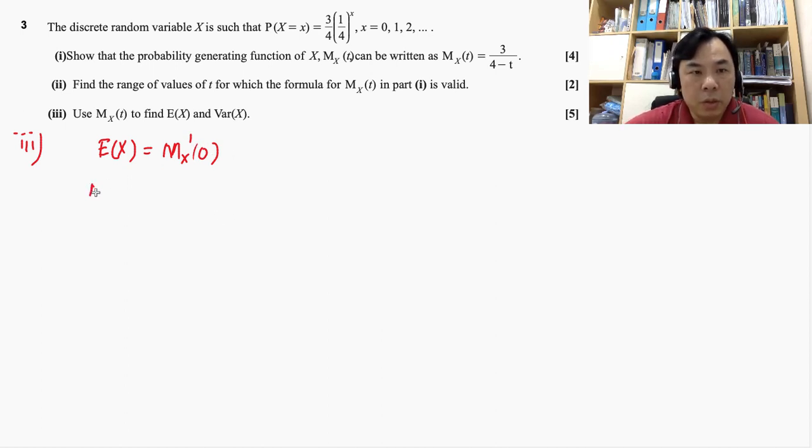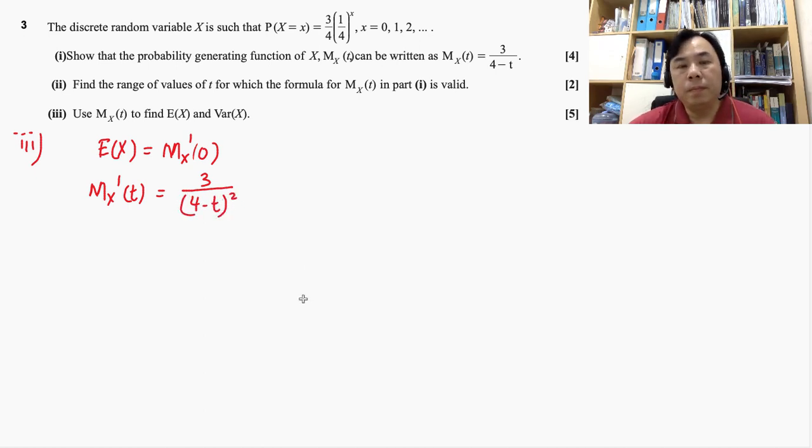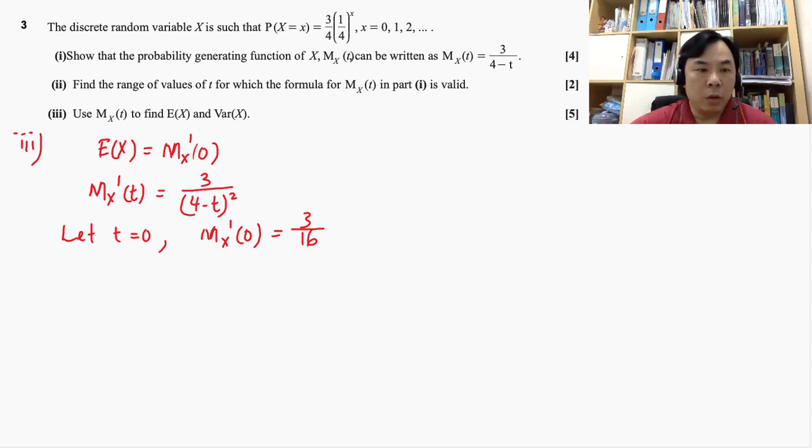Now to do that, we are going to differentiate our probability generating function to obtain its first derivative with respect to t. Okay, so that will be, let me see, negative, negative, positive. So that will be 3 over 4 minus t squared here. Okay, now that will be the first derivative. And then by letting t equal to 0, therefore our first derivative would be equal to 3 over 16. And then we can conclude that the expected value for x can be written as here, very obvious, 3 over 16. And then we are done with the first part here, right? So I hope that's clear.